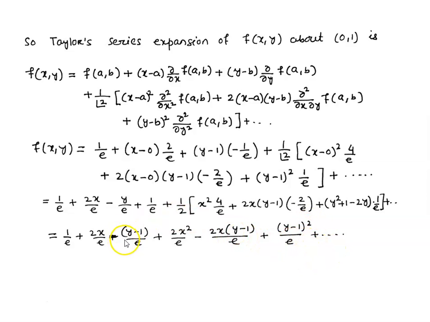So this is the expression in the powers of x and y−1. So this is the Taylor series expansion of f(x,y) about the point (0, 1), or this is the expression which is in the powers of x−0 and y−1. Here the power of x−0 is 1, the power of y−1 is 1, the power of x−0 is 2, here x power is 1 and y−1 power is 1, here we have y−1 power 2. So this is in the ascending powers of x−0 and y−1.